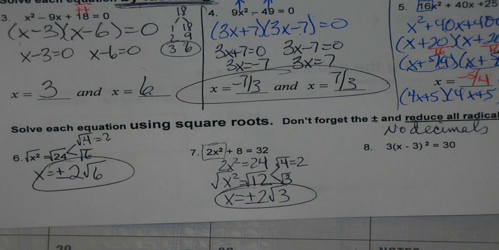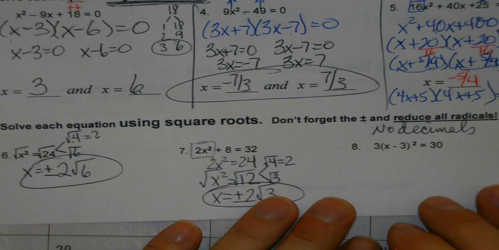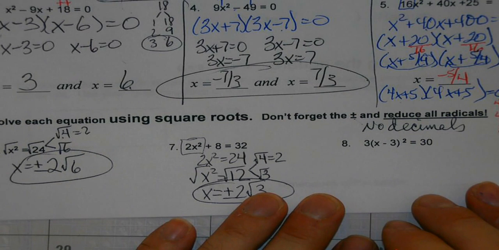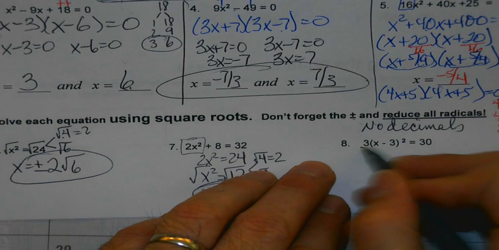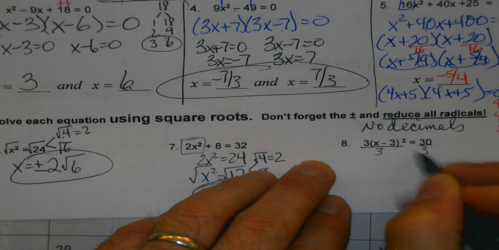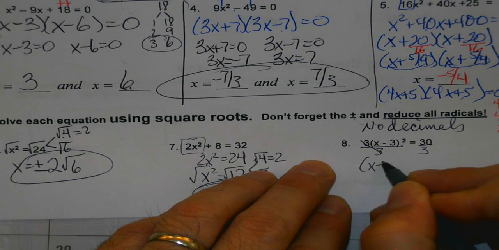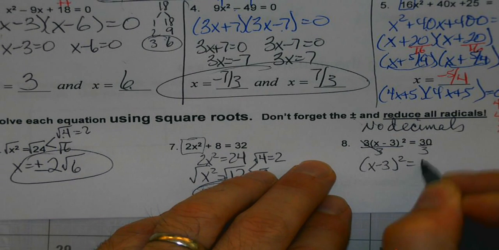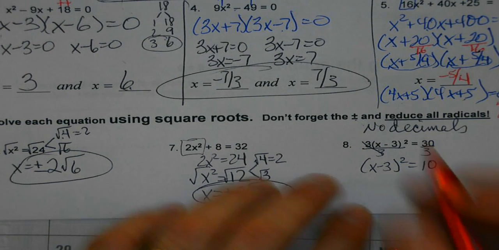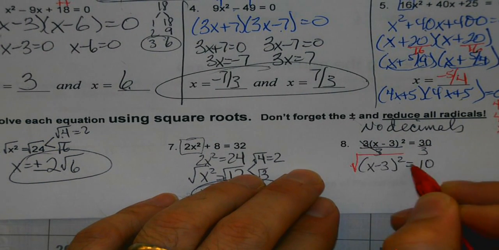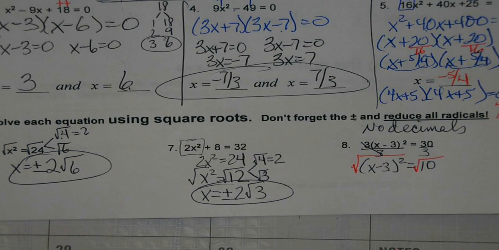Last one, and this was a doozy on our last quiz, so let's nail it this time and not have it get us. Here, I do not want to distribute the 3. Okay? I want to divide the 3 out. Okay? When I get here, I can't add the 3. The 3's in parentheses right now. So I got to get the squared off, which means I need to square root it.